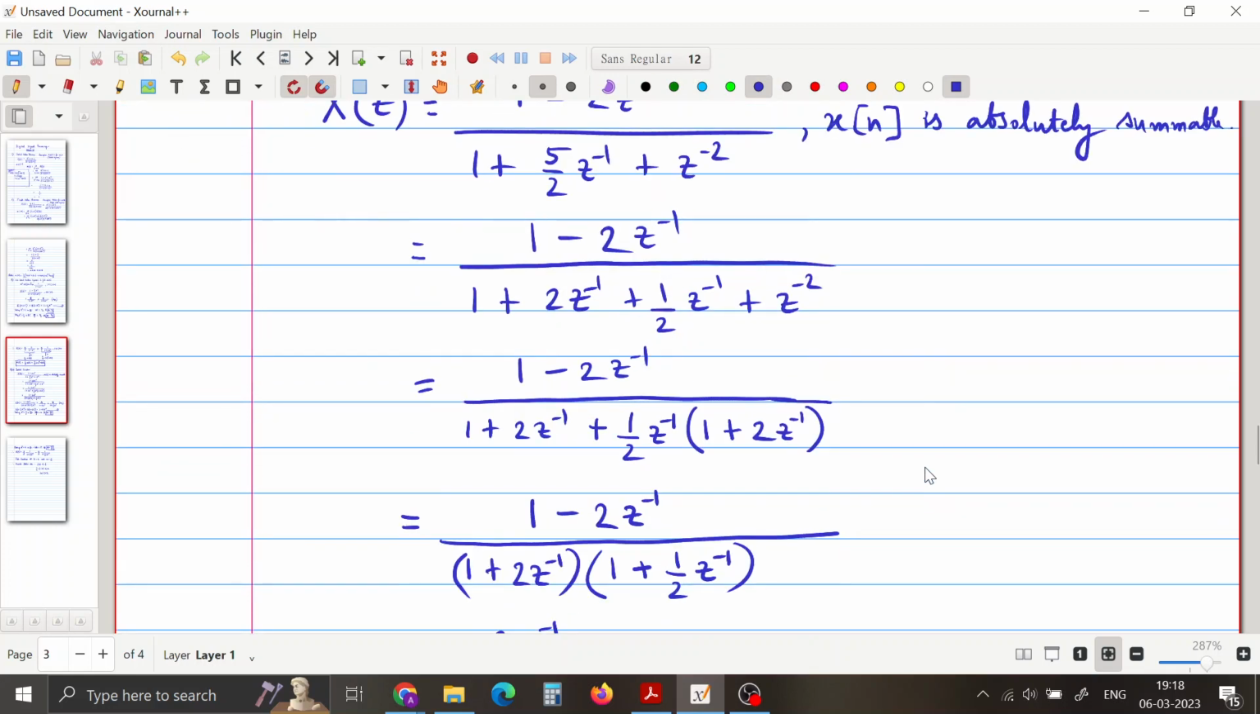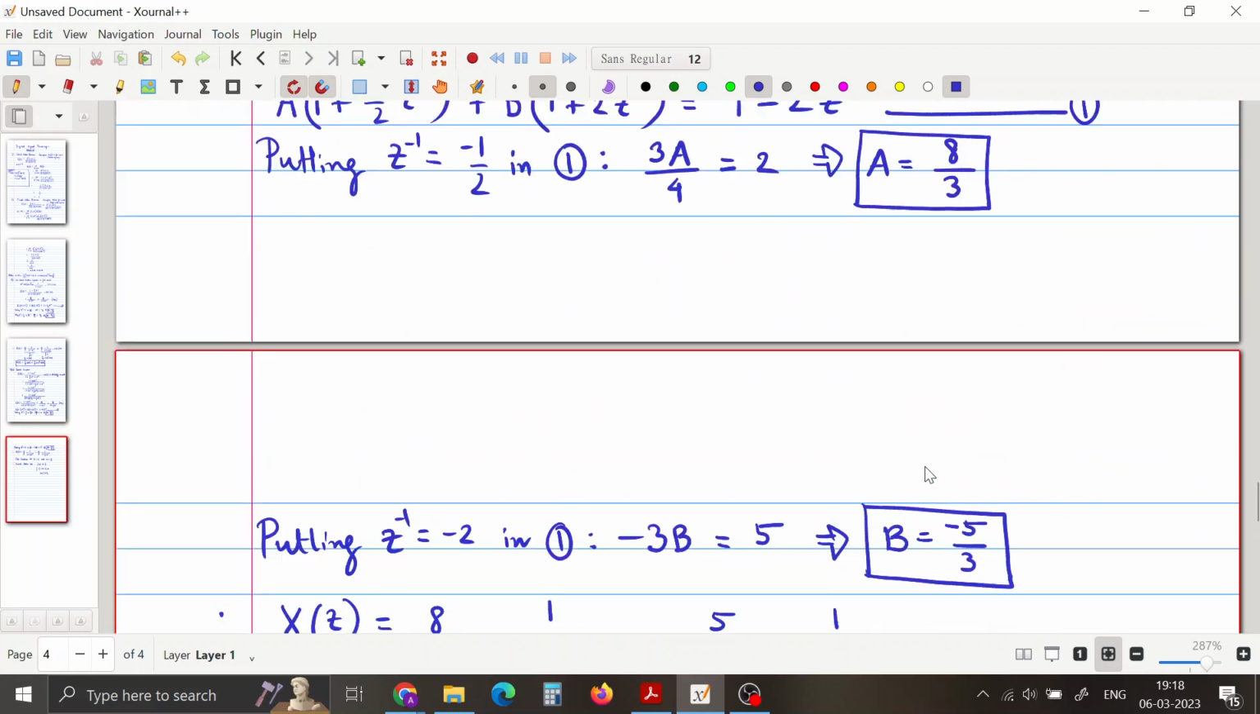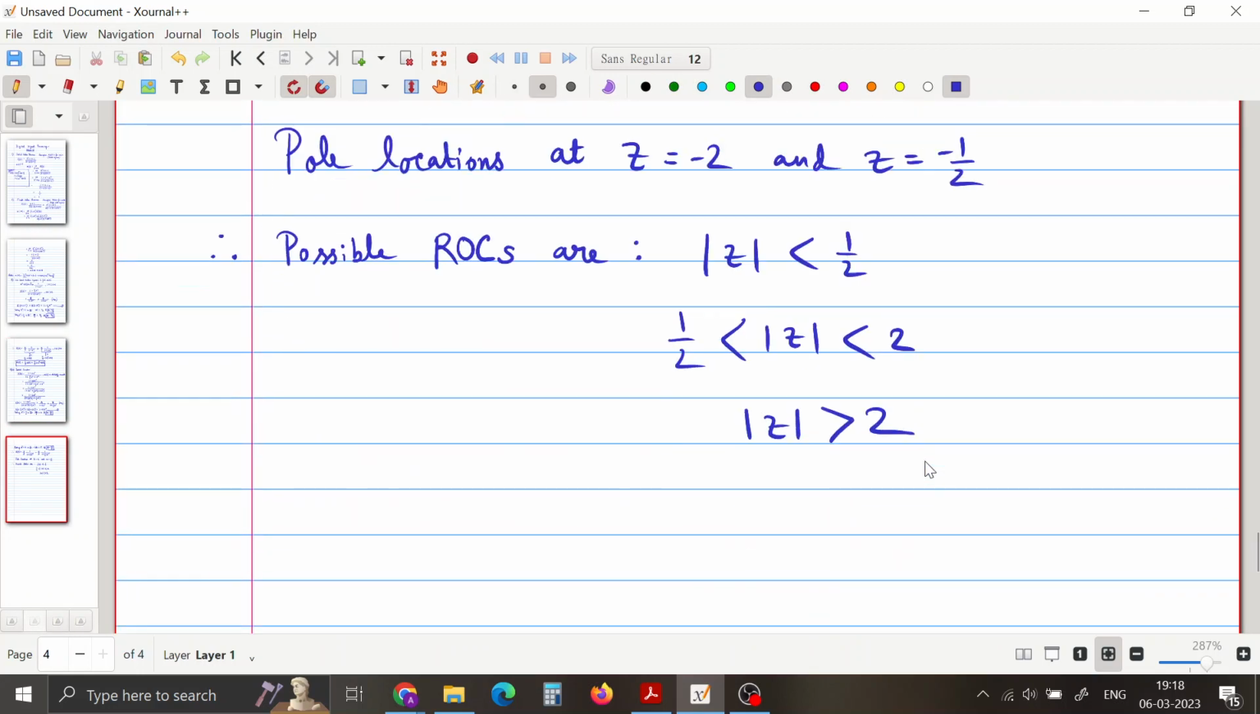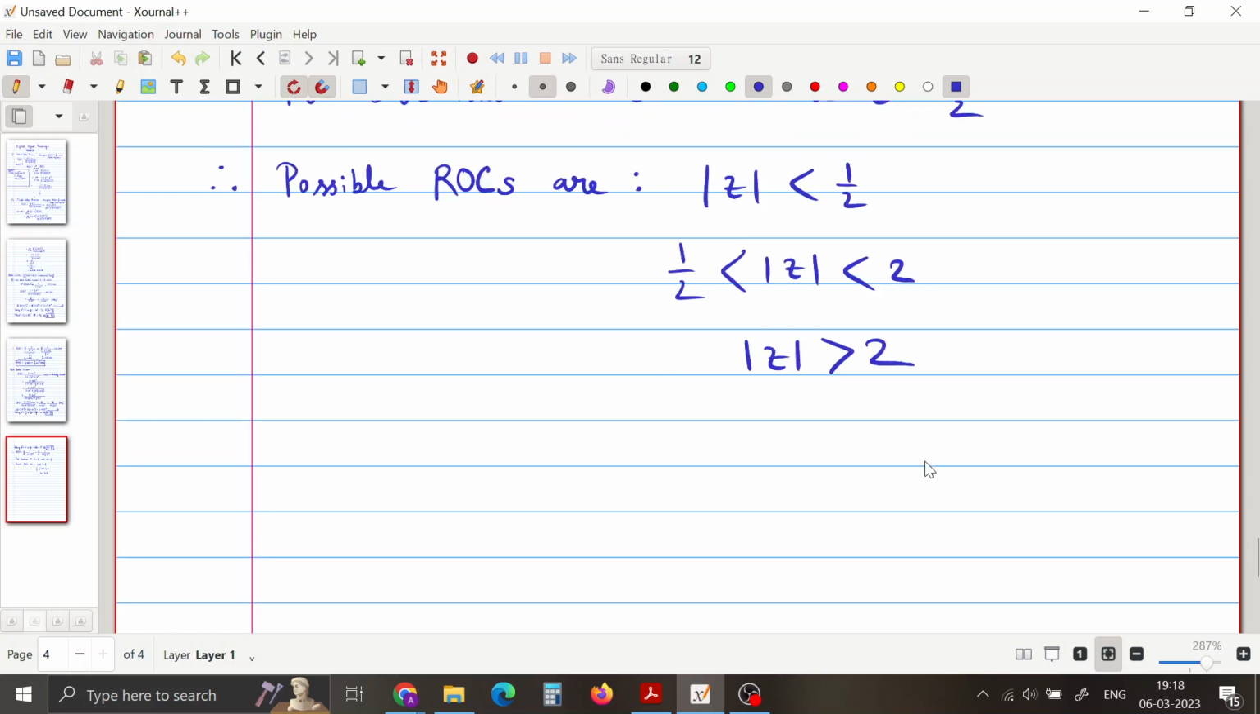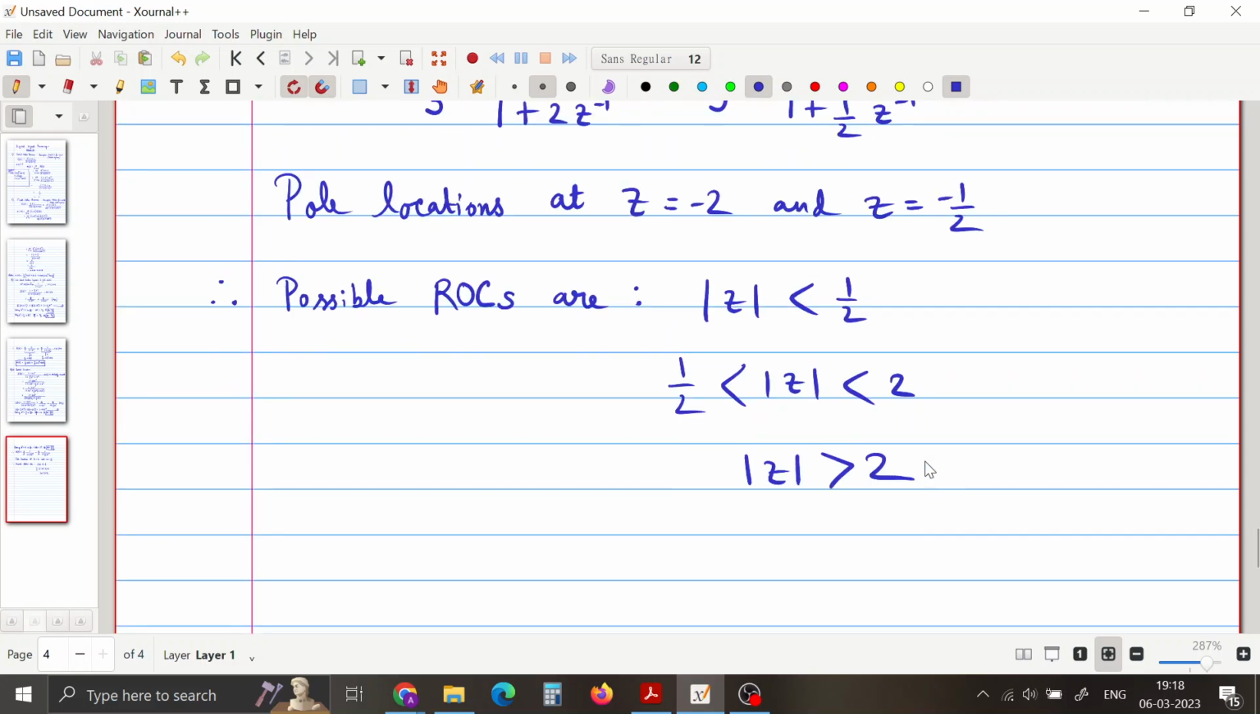So now we know that the ROC should contain mod z equals to 1, the unit circle. Now tell me, out of these 3 possible ROCs, which is our required ROC that contains the unit circle mod z equals to 1? It's clearly the middle one, right? This particular ROC includes mod z equals to 1, the unit circle.